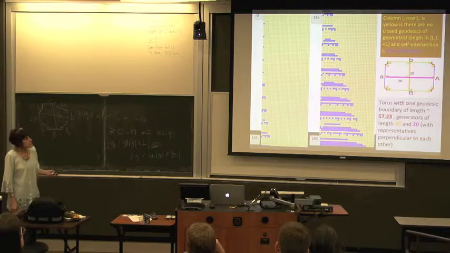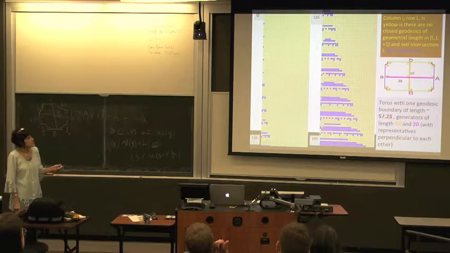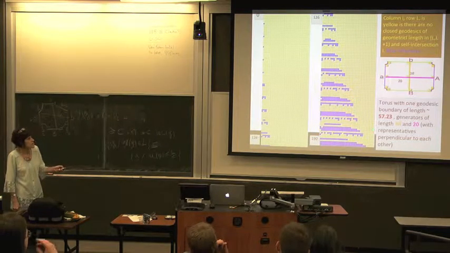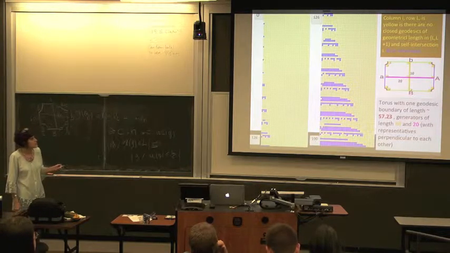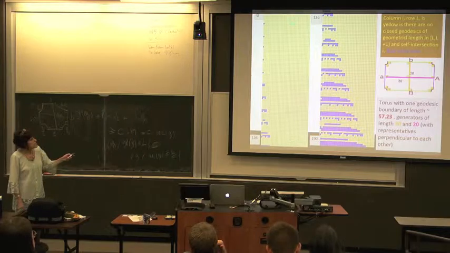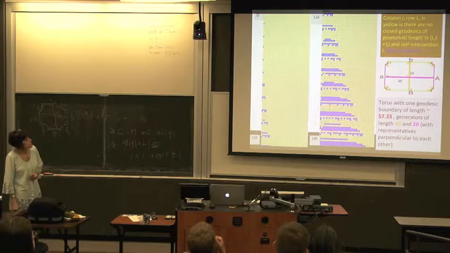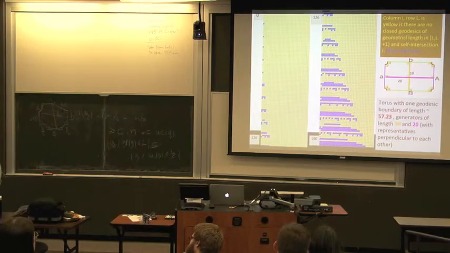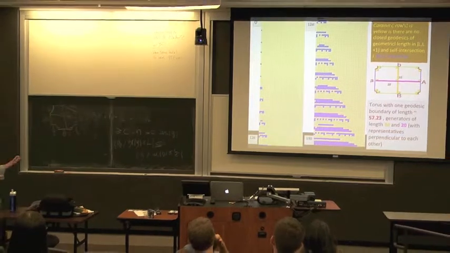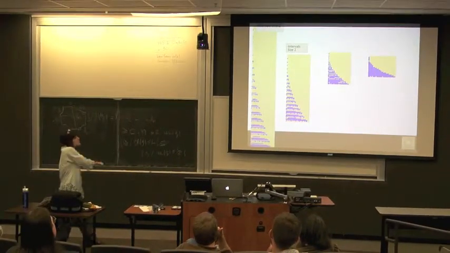So then, using this, I did the length of the boundary component is determined by these 10 and 20, and it's 57.23 approximately. And so this is what you get when you do that table. So this is a nice structure. I mean, there are all these clumps of geodesics that happen that I'd like to describe and understand.